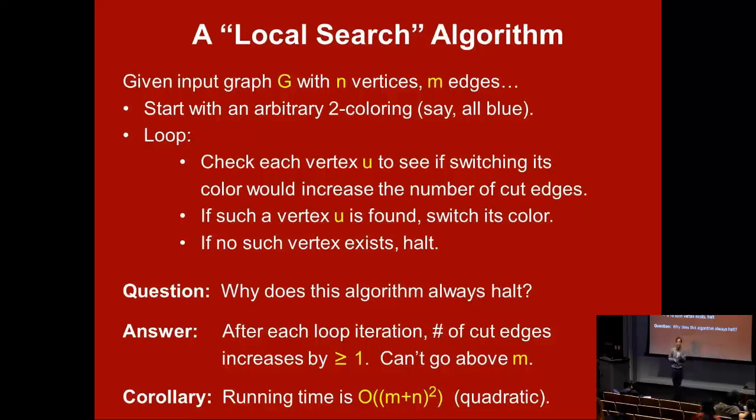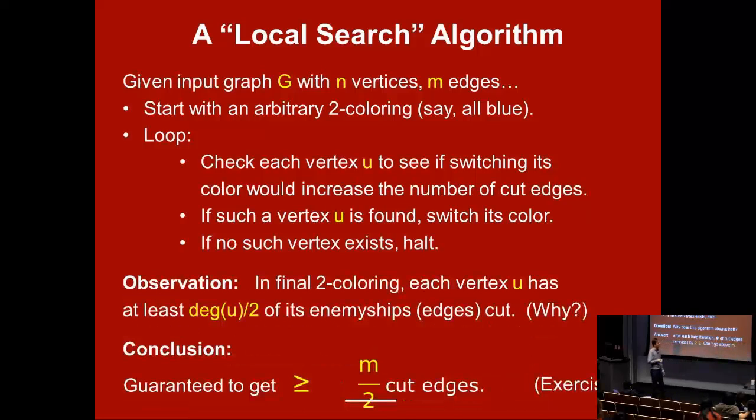Yeah? Because the very best you could possibly do is to have every single edge cut. Mm-hmm. And every time you switch a vertex, it has to be increasing the number of cut edges by at least one. Yeah. And you can only increase by one so many times before you reach your fixed maximum. Perfect. Exactly right. So every time you go through the loop and you do something, the number of cut edges goes up by at least one, because you only switch a color if that makes the number of cut edges go up. You cannot go above m, that's all the edges. So you can only do at most m switches. So overall the number of loop iterations is at most m.